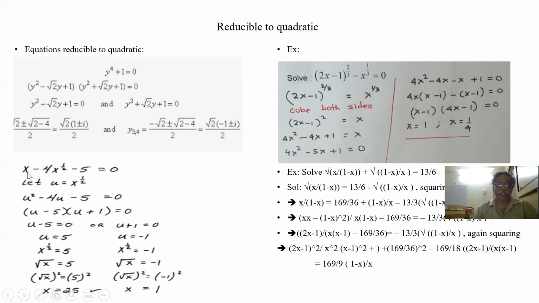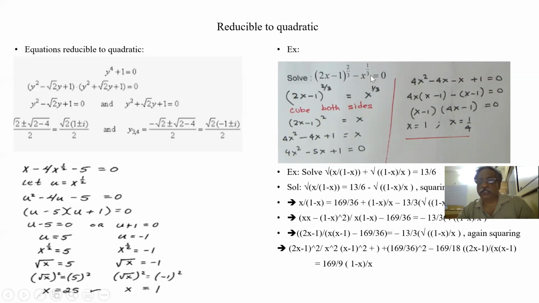Let us see here. x minus 4 root x minus 5. If I put root x as u, this becomes u squared minus 4u minus 5. This is a simple quadratic equation. So u is 5, u is minus 1. I put back root x is equal to 5, so x is equal to 25, and root x equal to minus 1 gives no real value. These are the roots of this equation. So we have to reduce this to a quadratic, whatever form it is given.